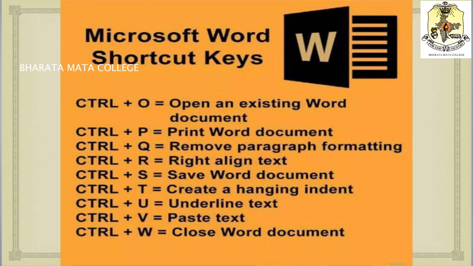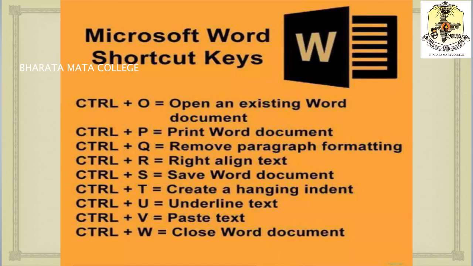Some shortcut keys we will see. One is Control O, which is for opening an existing document. By using File, Open also we can open, but instead of that we can use Control O. Another one is Control P. That means the Control key and P we have to press, which is for printing a Word document. Alternatively, as we know, from the File menu we can choose Print, but instead of that we can use Control P.